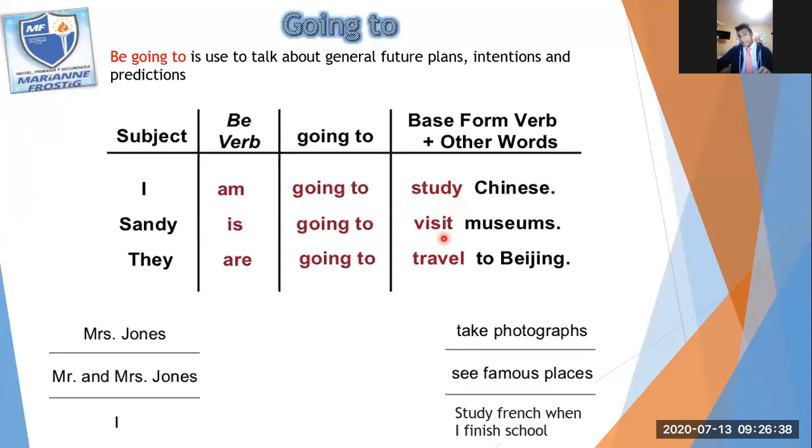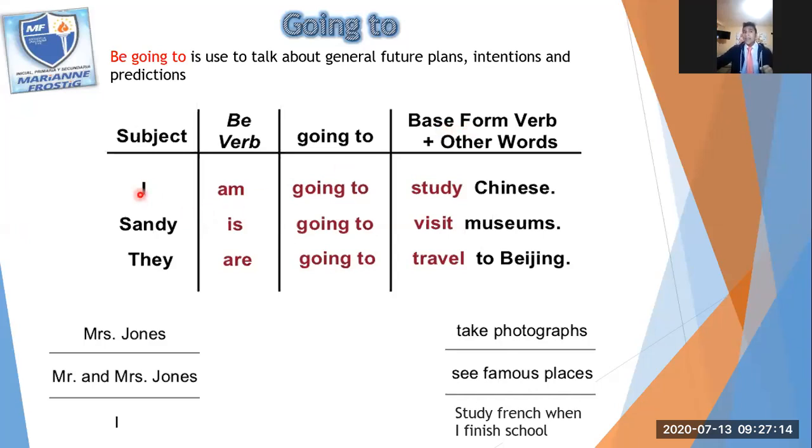Going to visit. Visit, the verb visit is infinitive, is in the base form, okay? No visits, no visiting. And travel, okay? Going to travel, not going to travels, or going to traveling. We use after, después del going to, the verb in the base form, en su forma básica, okay?